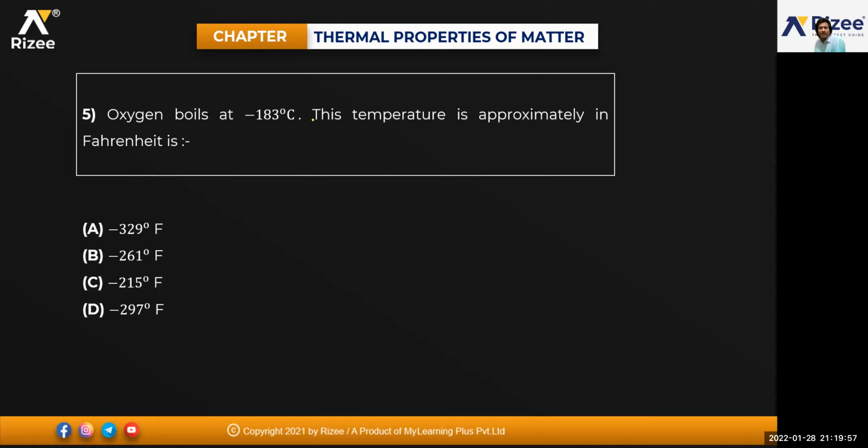Oxygen boils at minus 183 degrees centigrade. This temperature is approximately how much in Fahrenheit? Tell me the relation between Fahrenheit and Celsius temperature, beta. C minus 0 divided by 100 minus 0 is equal to F minus 32 divided by 212 minus 32. This is the relation, isn't it? So this will be equal to how much for me?